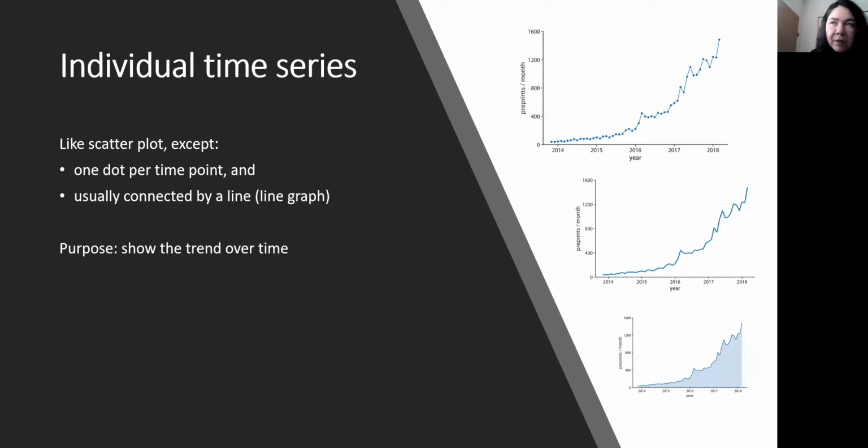All right, so individual time series are just when we have one line. So you have time on the x-axis. It is always on the x-axis because that is just the way that we read these kinds of things. And then some other continuous variable on the y-axis. So these are very similar to the scatter plots that we did before. However, you always have one dot per time point, and they're usually connected by a line.